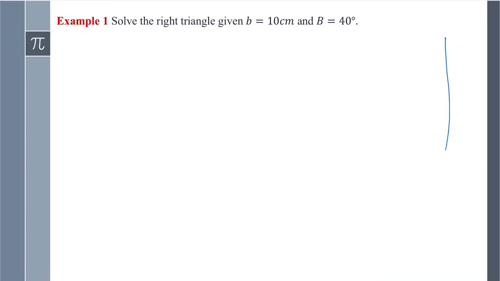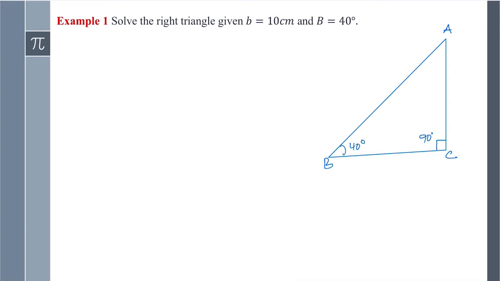Let's draw the right triangle. Okay, so this is 90 degrees. Let's name it A, B, and C. We are given angle B is 40 degrees and side B is 10 centimeters. And then let's say this is side A and this is side C.